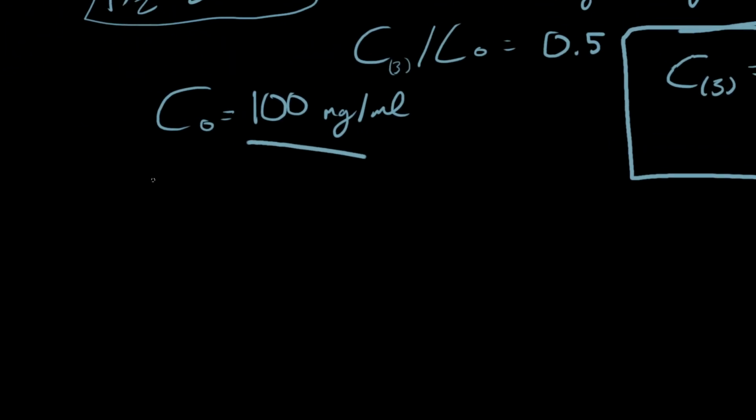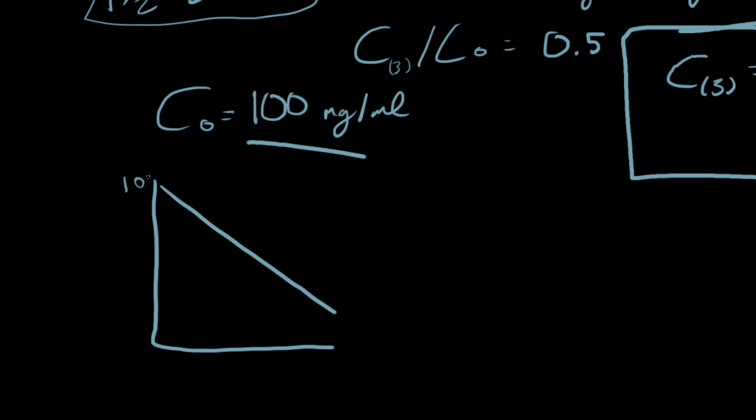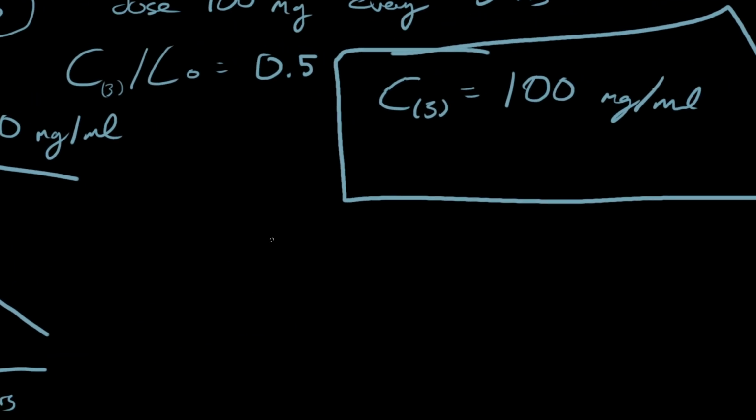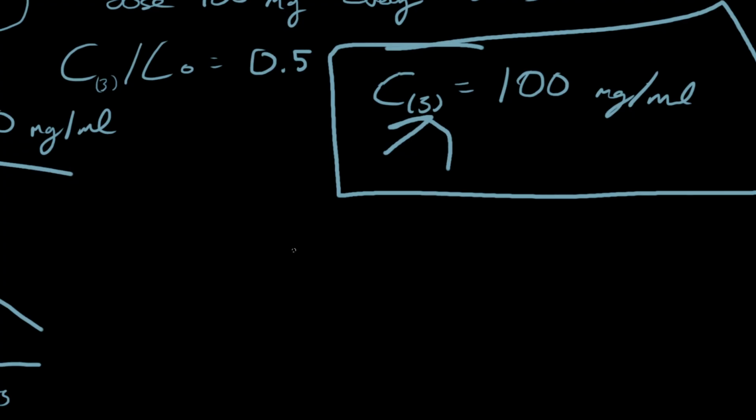So if I were to draw this out, this is what the graph would look like. Here's 100. Here's 50. This is at time 3 hours. This is C3, and this is C0. So this doesn't work because the concentration at 3 hours would be 50 milligrams per ml instead of the desired 100 milligrams per ml. So how would we get this value here?